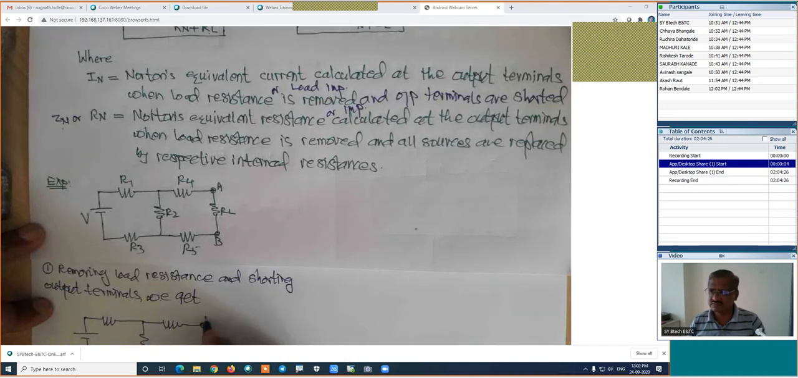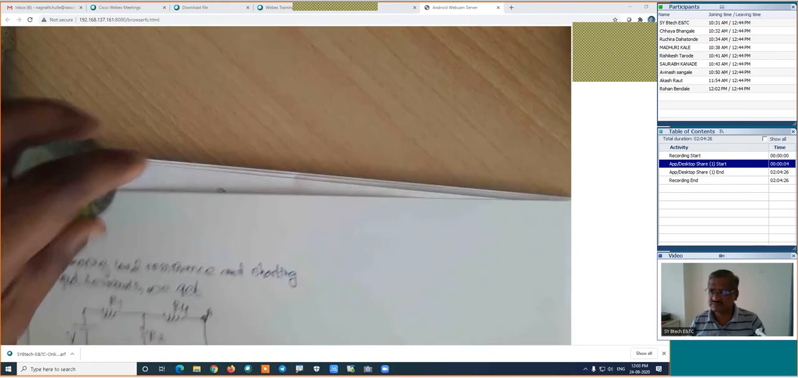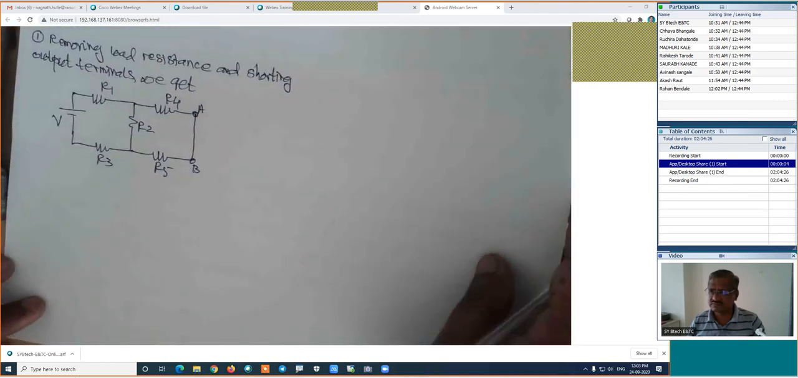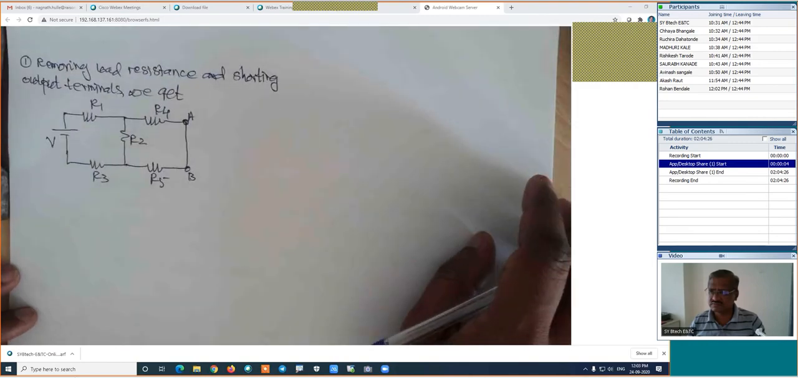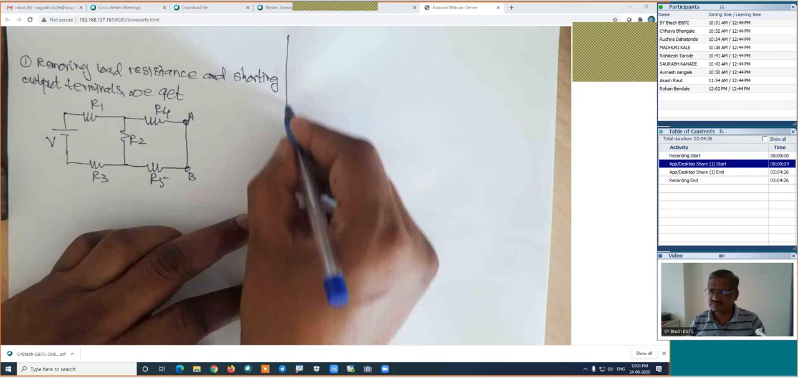This is A point. This is B point. Here it is R4. This is R5. This is R2. This is R1. This is R3. And it is the applied voltage, which is V. I will show you. It will be the figure. So here in this case, this is the figure for the calculation of Norton's current.